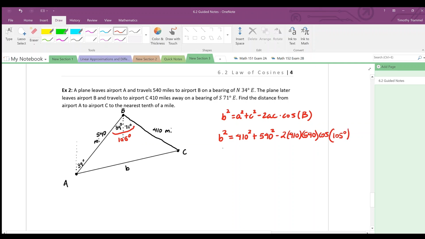And from here, we'll compute all this, and we'll take the square root of each side, right? So we just really need to plug this right here into our calculator. And if we do that, what we get is B is approximately 757.8 miles. And we're done.